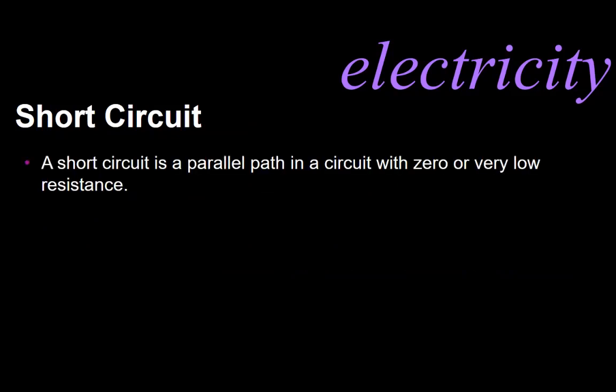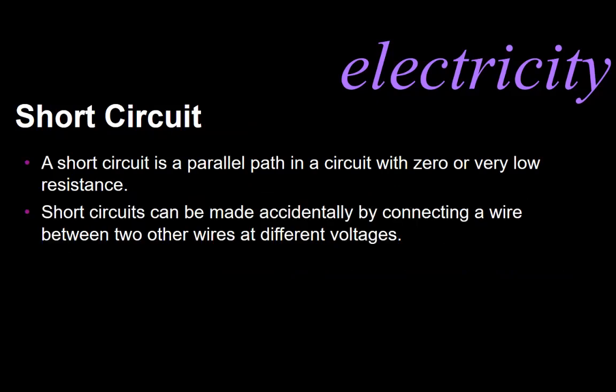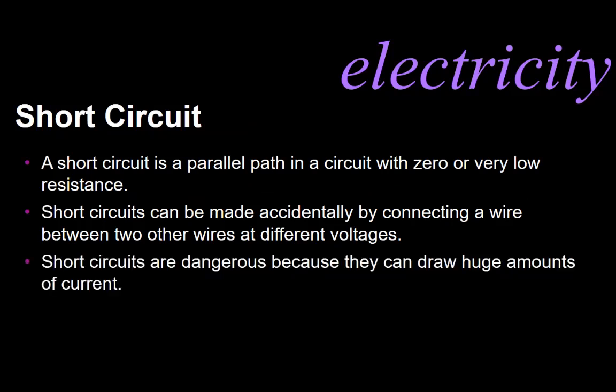Lastly, we have this concept of short circuit. Now, a short circuit is simply a parallel pathway that has very low resistance. So it's not meant to go that way. It doesn't go through any of the resistors that we're trying to power. It's a short circuit. So short circuits can be made accidentally by connecting a wire between 2 other wires that are at different voltages, and it's going to take that path of least resistance. Most of the current is going to go through the short circuit. They can be very dangerous as they can draw huge amounts of current away from the typical circuit.